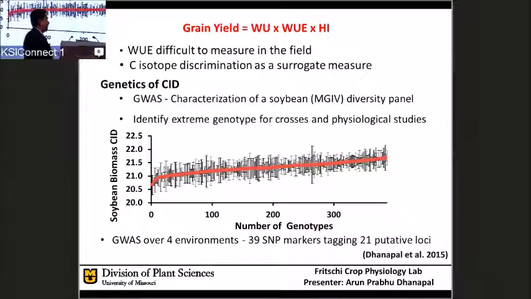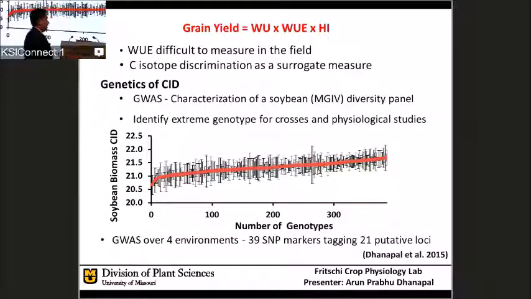So we screened a large amount of soybean germplasm in order to do a GWAS study to identify putative loci. Another reason is to identify extreme genotypes for making crosses and also to do further physiological studies. As you can see from this graph, the number of genotypes is on the x-axis and the soybean biomass CID is on the y-axis. You see good variability for the CID in our collection.